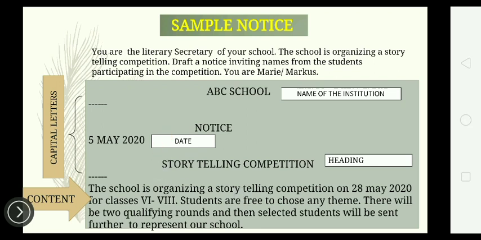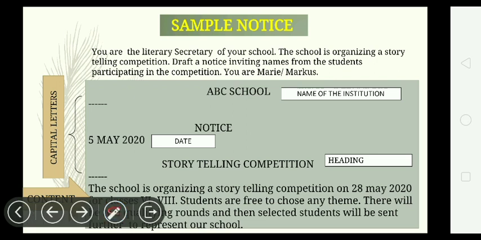And after that again leave one line, and keep in mind that these things will be coming in the middle, but the date and the content you will be starting from the extreme left-hand corner. Don't start "the school is organizing" from here. Okay, you have to always write the school from this side. So the school is organizing a storytelling competition on 28th May 2020 for classes 6 to 8. Students are free to choose any theme. There will be 2 qualifying rounds, and then selected students will be sent further to represent our school.